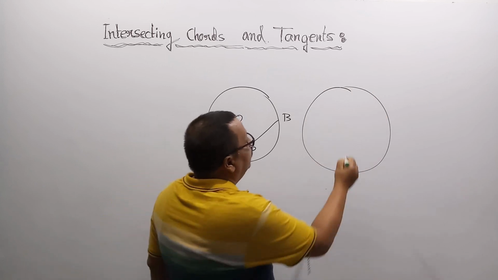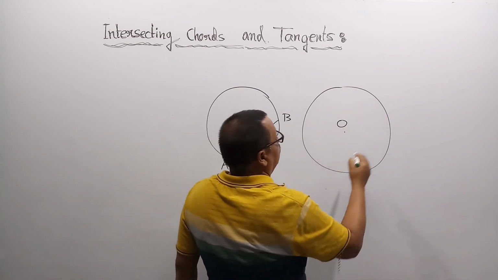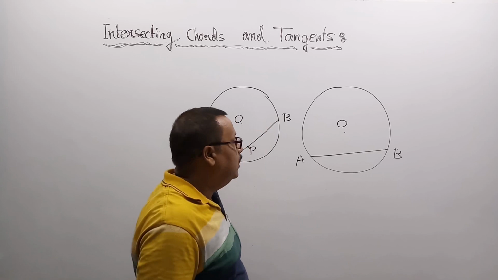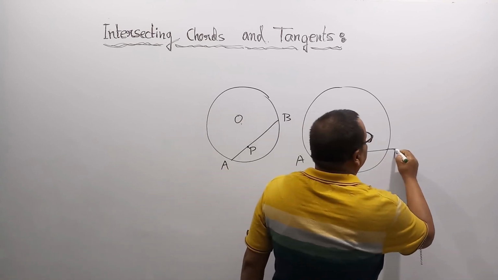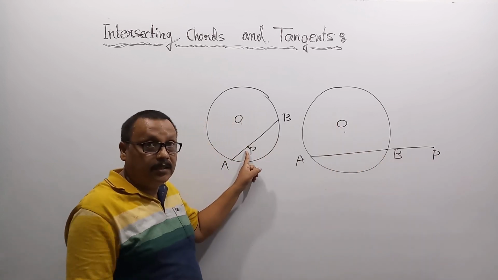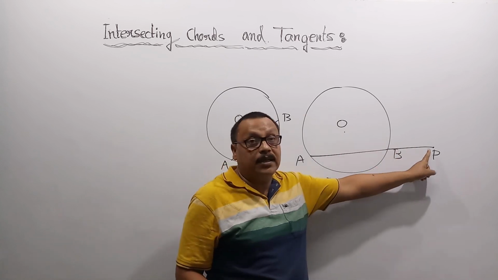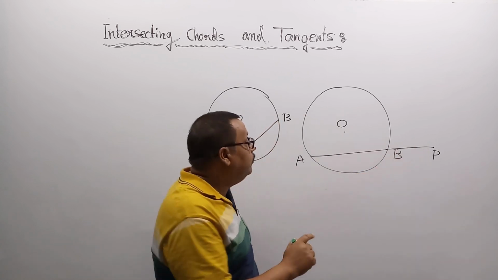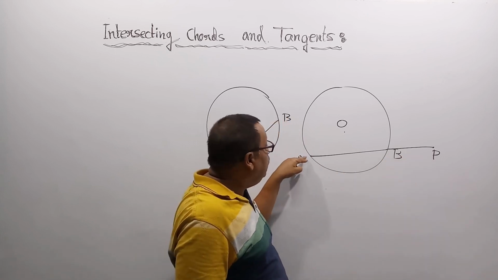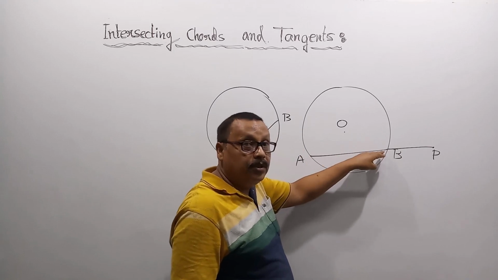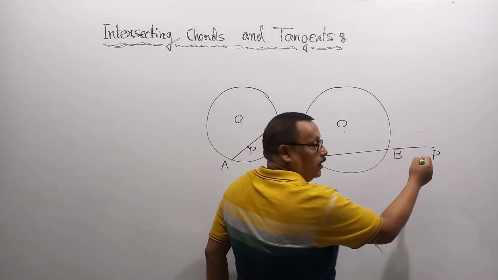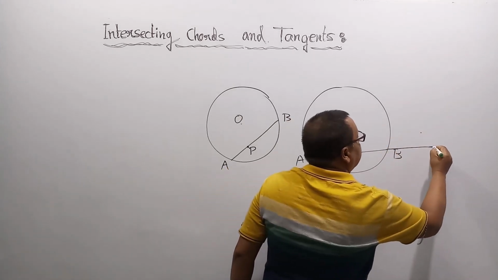Right? Center O. Now AB is the chord, and produce it, say, up to P. The point P here was inside the circle. Here, the point P is outside the circle. And we will follow this. The point P, of course, will lie on the produced line segment AB, the produced chord AB. Okay, not here or there. Of course it is on this line.